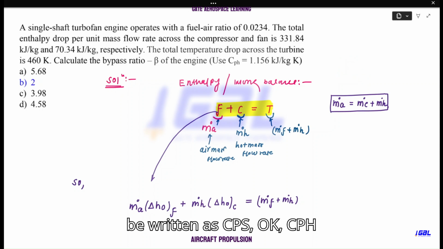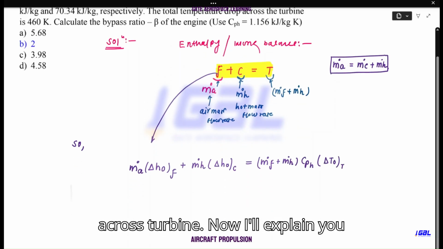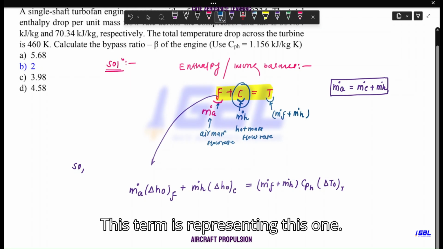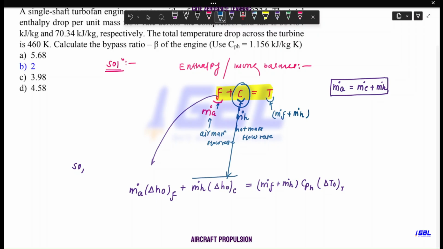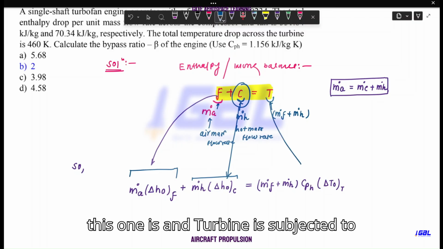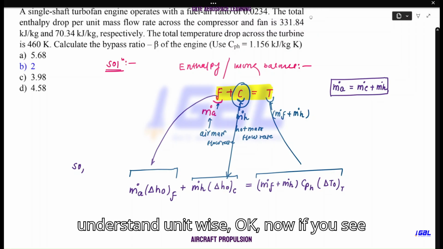Okay, so this can be written as cp, cph for gases and delta T naught across the turbine. Now I'll explain the units. This term is representing this one, so it will be comfortable for everyone. And the turbine is subjected to this expression. Okay, now we need to understand unit-wise.